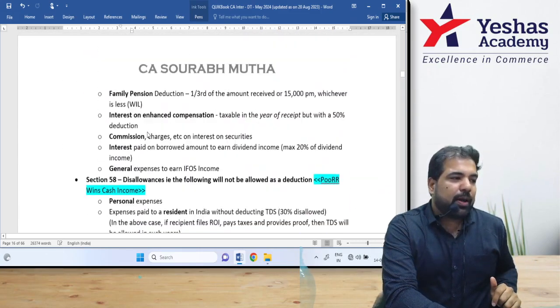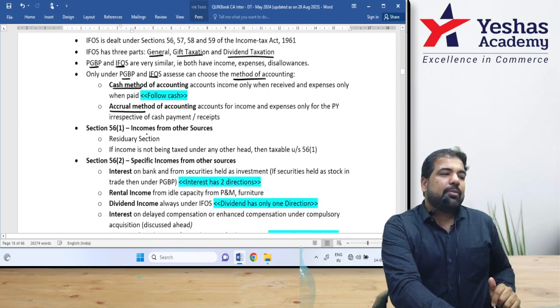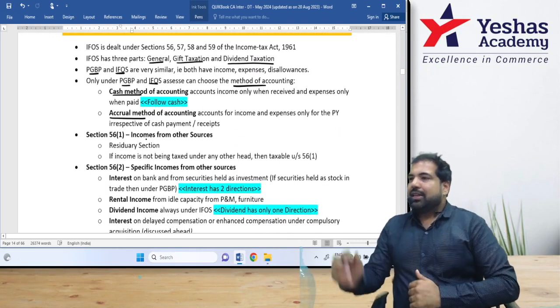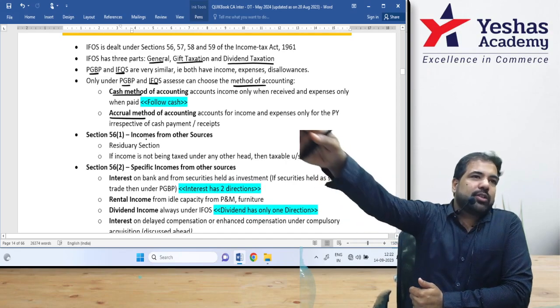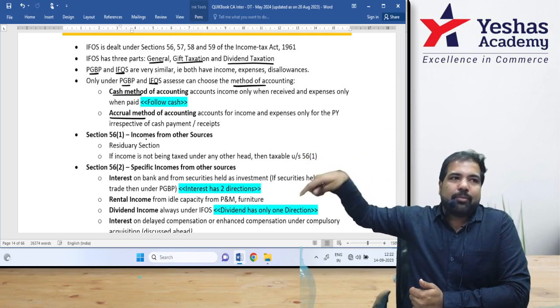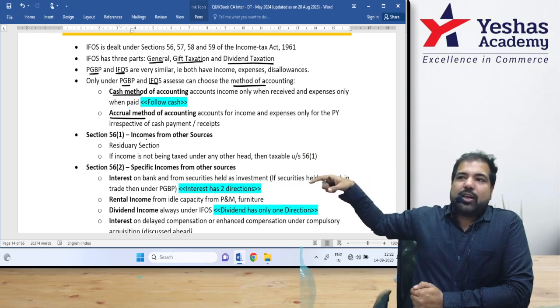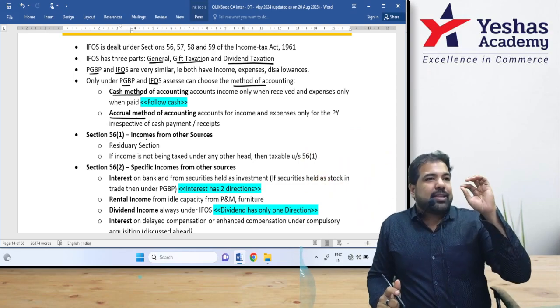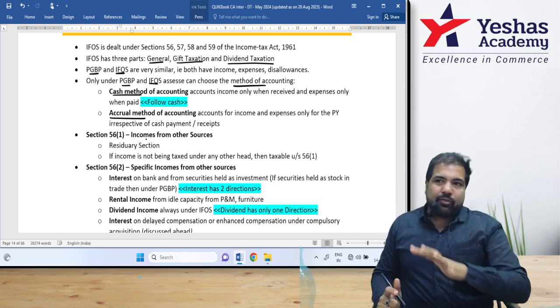Now we go to the other part, which is the normal part. Guys, is some income generally taxed under IFOS? It's a dustbin section, guys. If you walk out of this class today and you find some money deposited in the bank, will it be taxed? Under which head? IFOS. It's dustbin. But there are some incomes which will only go in IFOS, guys.